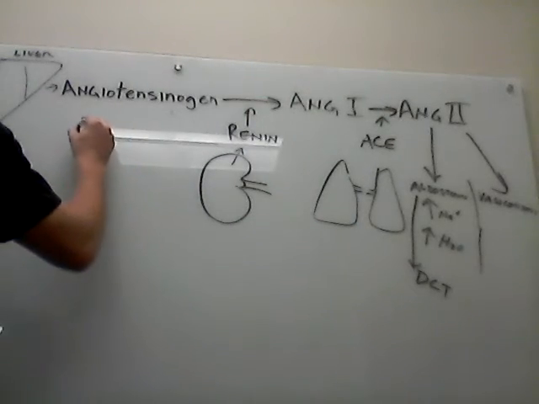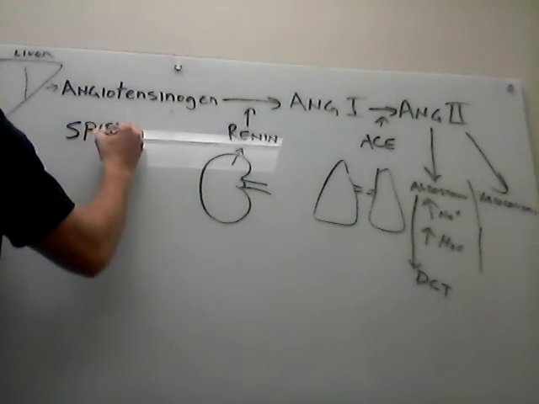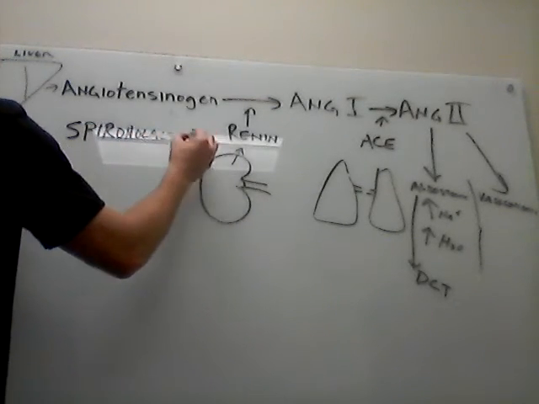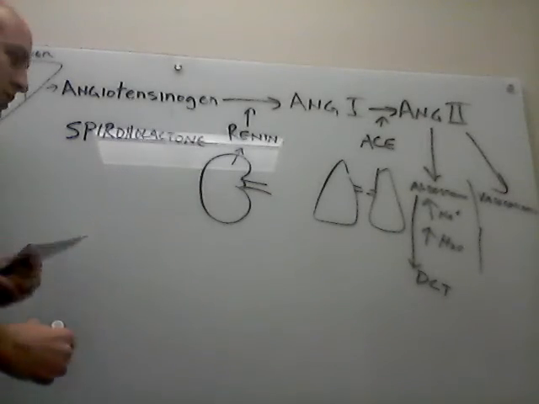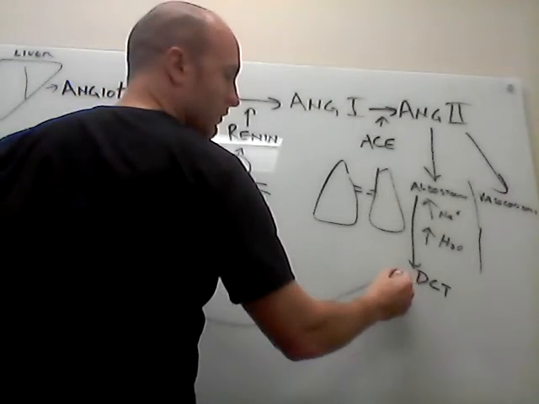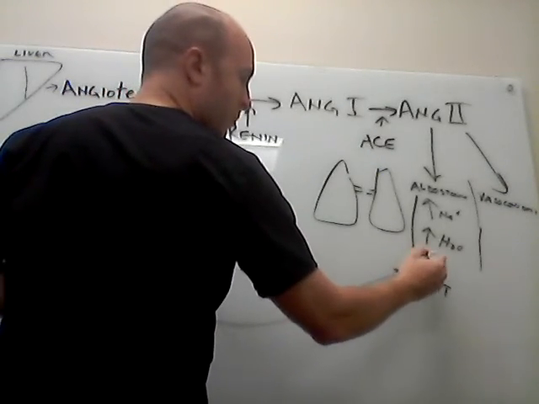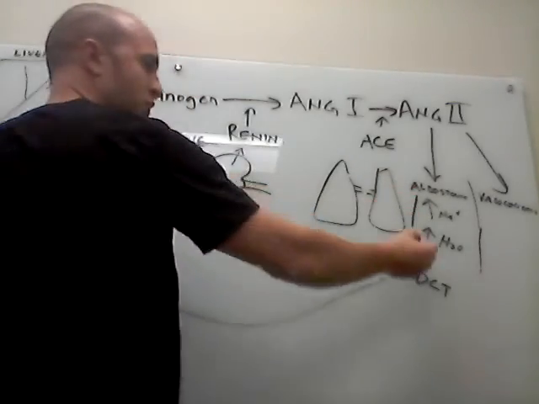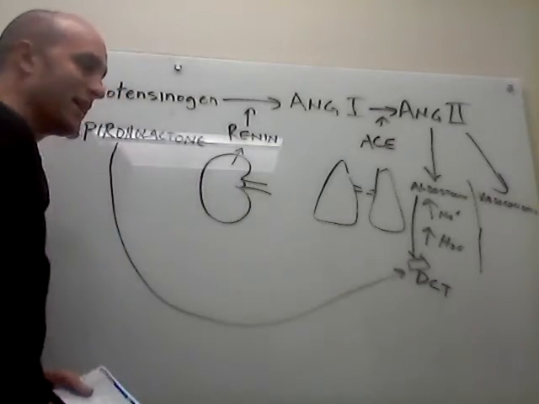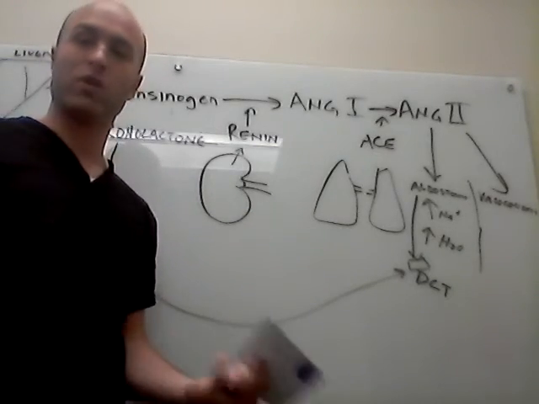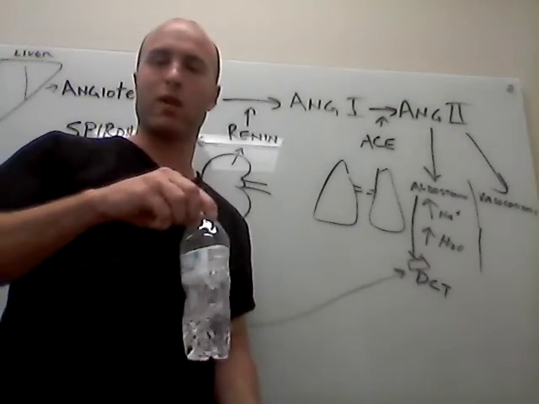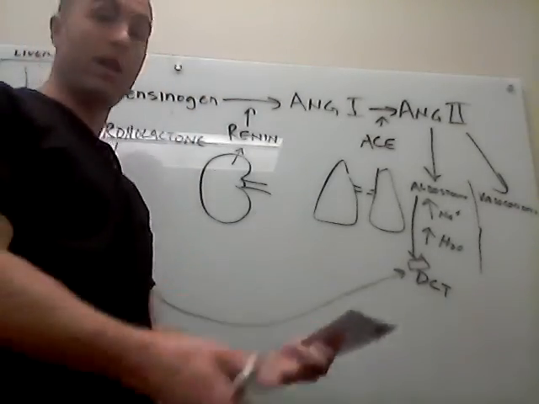Let me write it out here. Spironolactone, it's a diuretic. What this does is it goes over here to your distal convoluted tubule, and it blocks aldosterone from being able to bind. So it gets in the way there. So if aldosterone can't bind, then you're not going to have that increase in sodium. You're not going to have that increase in water. And so this isn't going to get as full up, and you're going to pee more. Okay?